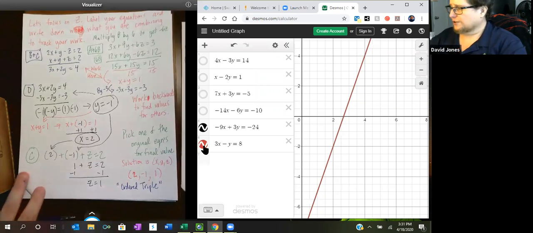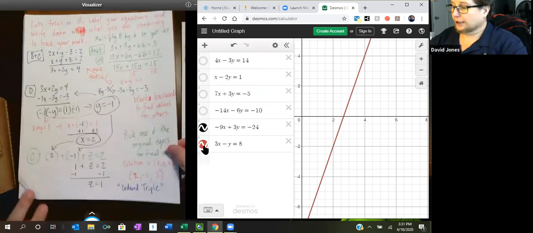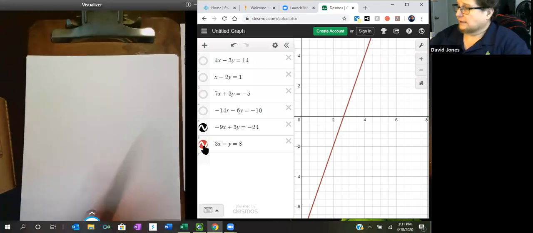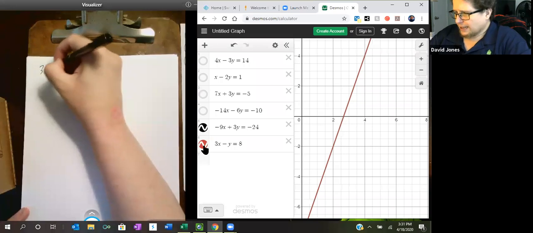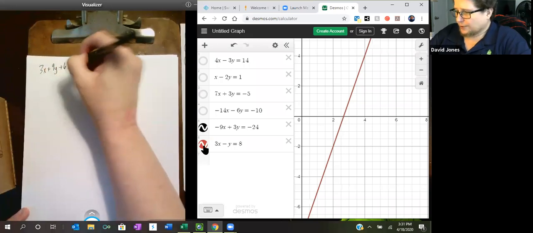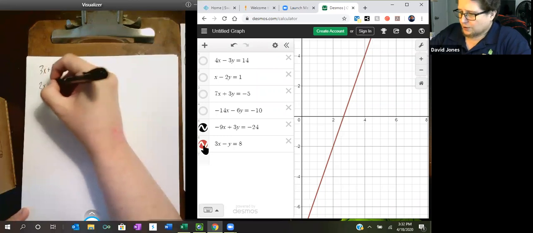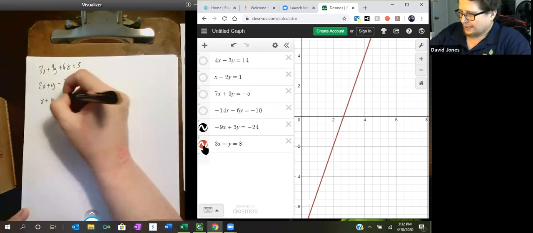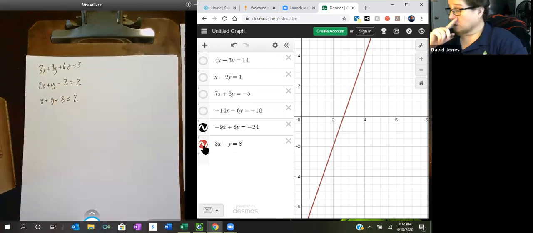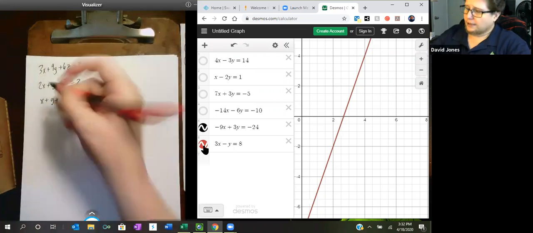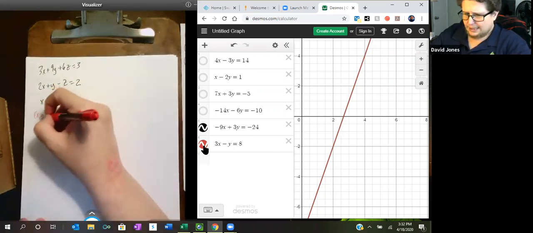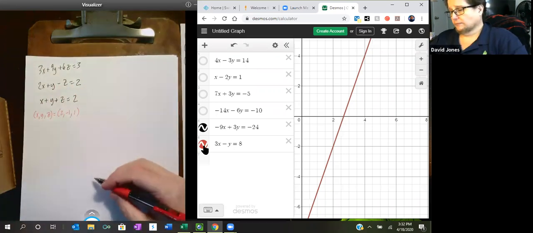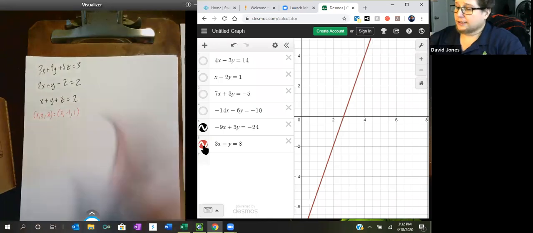So let's just look at this. Let's check our work. So we had 3x plus 9y plus 6z equals 3. We had 2x plus y minus z equals 2. And we had x plus y plus z equals 2. And our solution was x, y, z equals 2, -1, 1. I'm going to check each one of these.